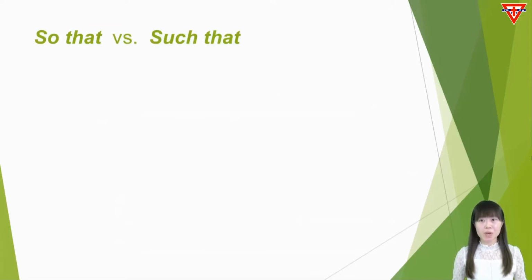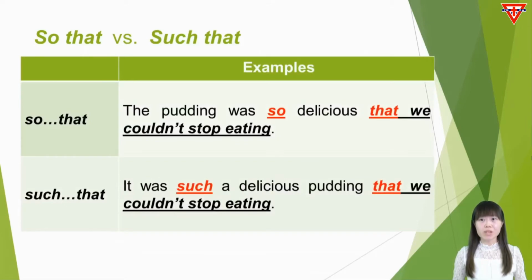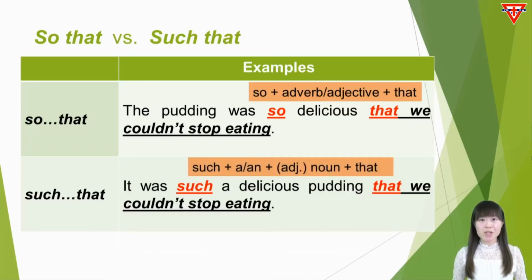We use so with an adjective or adverb. For example, the pudding was so delicious that we couldn't stop eating. We can also use such followed by an article, a or an, adjective, and a noun, plus that. In the second example, we changed "the pudding was so delicious that" to "it was such a delicious pudding that."